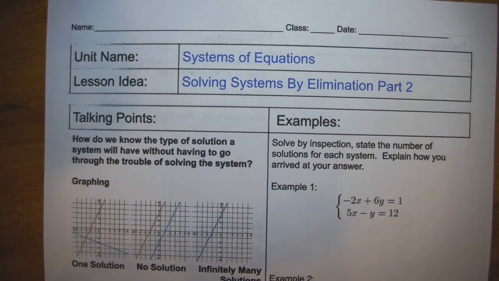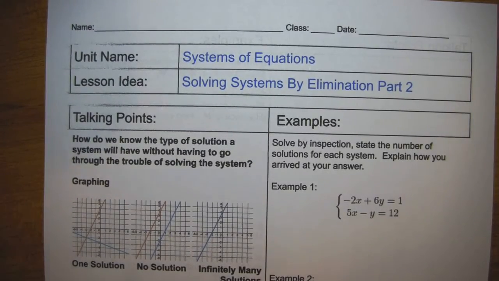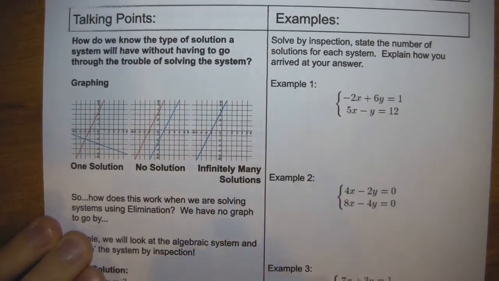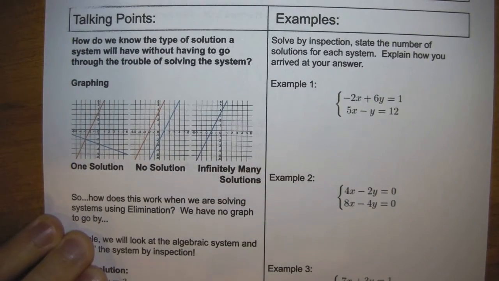Today we're going to talk about a few things. One of the items we're going to look at is how do we know what type of solution we're going to have with elimination? Because, well, here's the problem. How do we know the type of solution we're going to have without having to go through the trouble of solving the system?